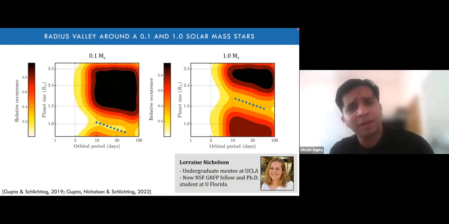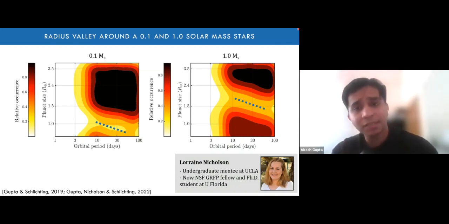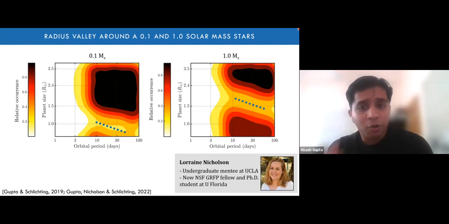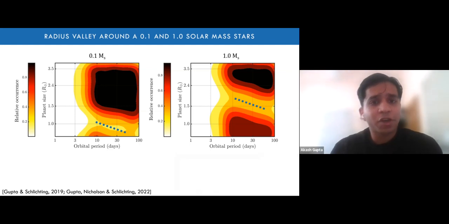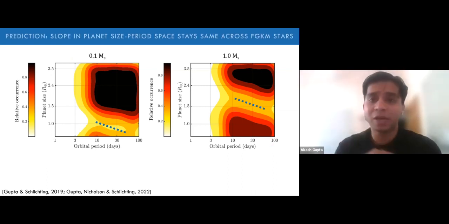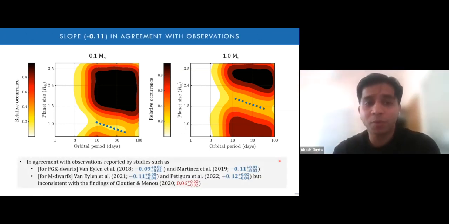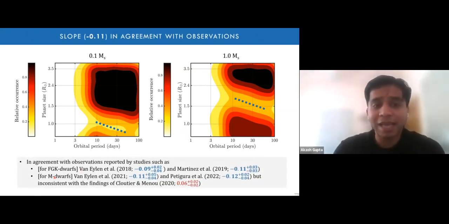But before I discuss that, I would like to point out that a lot of the results I'll be discussing in the context of M dwarfs are thanks to my undergraduate mentee, Lauren Nicholson, who is now an NSF-GRFP fellow and a PhD student at University of Florida. So what you're seeing here is the planet distribution around a 0.1 solar mass star and a 1 solar mass star. And you can see the slope of the valley is more or less the same. And this, again, is in good agreement with observations of FGK dwarfs and M dwarfs.